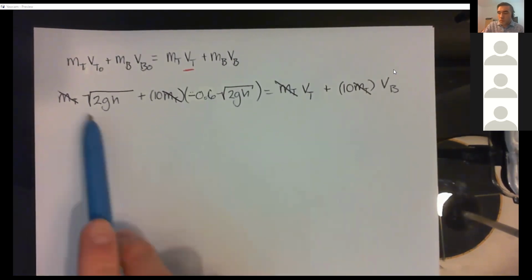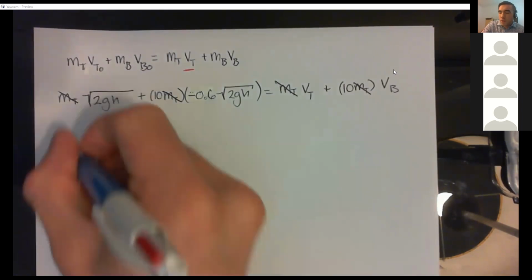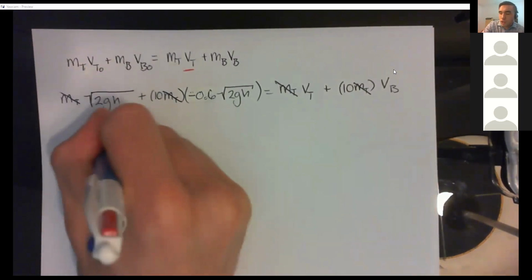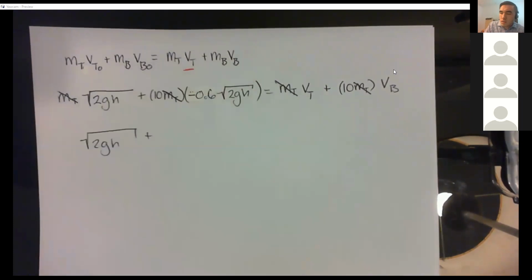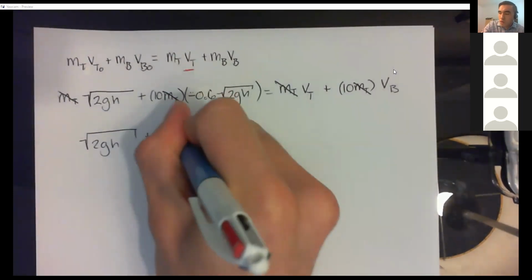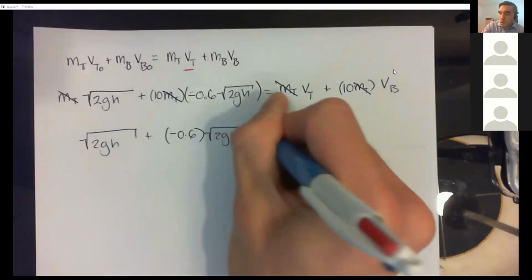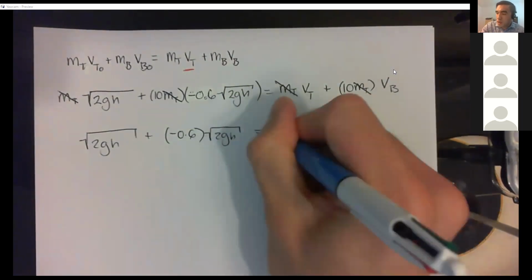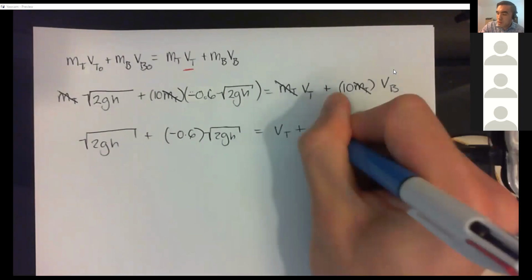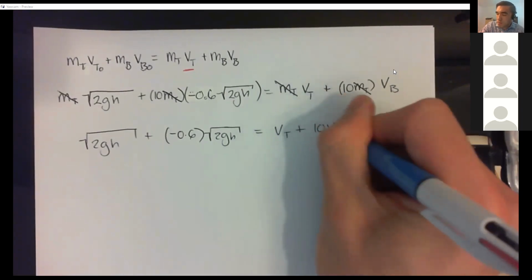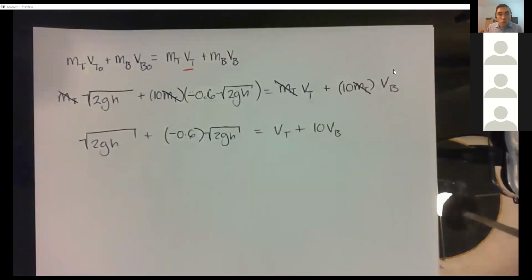Anyway, so let's look at what that gives us on the left. This is going to be root 2gh plus negative 0.6 root 2gh. And this is going to be equal to, on the right-hand side, Vt plus 10 Vb. What can I do to the left to clean this up even more?